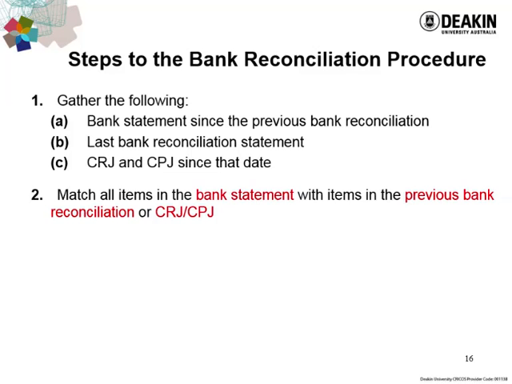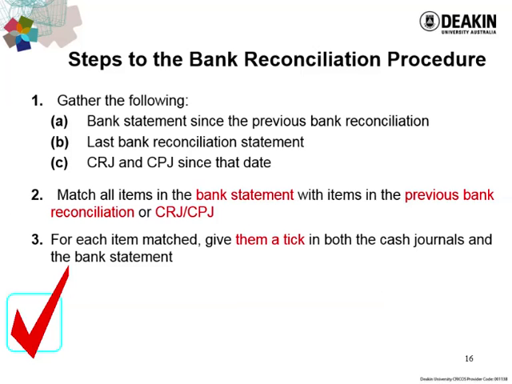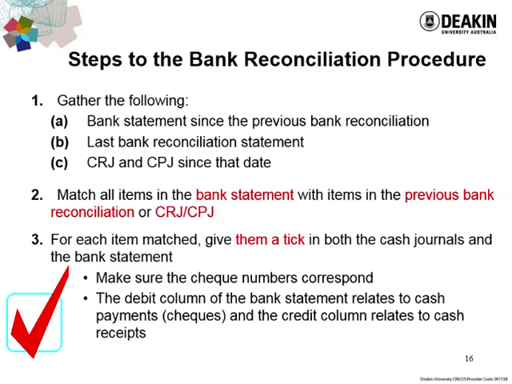Second, we will compare every item on the bank statement with the last month's bank reconciliation and the cash payment journals as well as the cash receipt journals. And for those items that are matched, we will give a tick, meaning they have been recorded by both the company and the bank. And you need to make sure that the check numbers are consistent. And note that in the bank statement, the credit column represents inflows or receipts, but the debit column means outflows or payments. The remaining ones are unticked items.